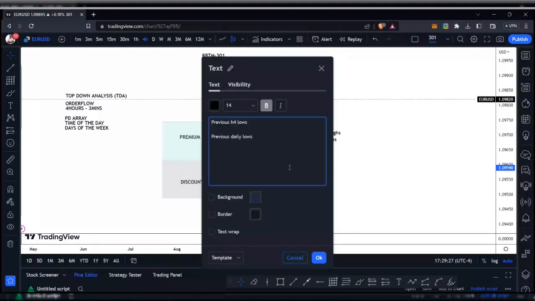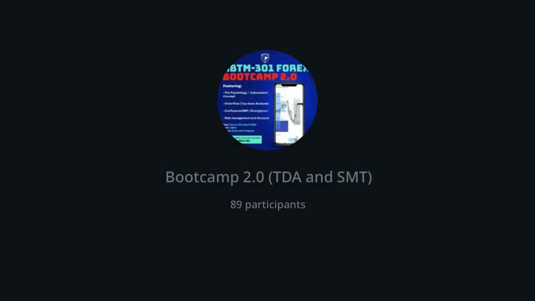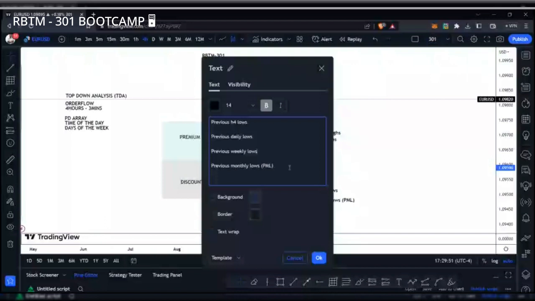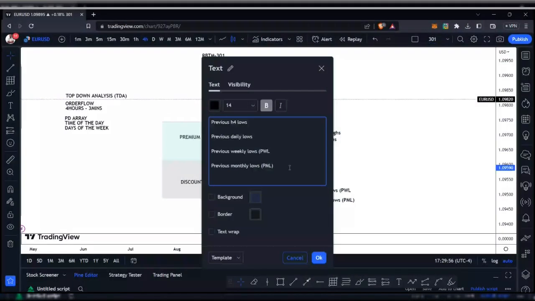You are looking at your previous weekly lows, and then you are looking at your previous monthly lows. So you can put this as, because a lot of people, when you start using acronyms now, they start thinking you are doing something interesting. Oh, this is previous week's low, right? This should be previous day low video, and then I can just leave that like that.